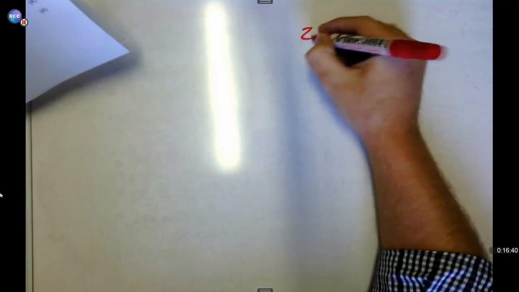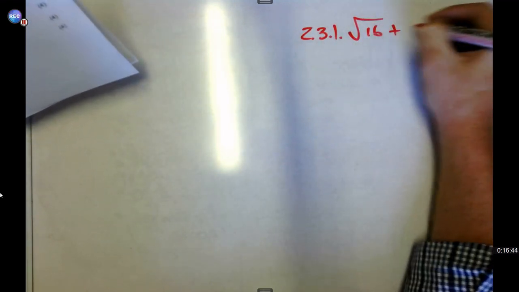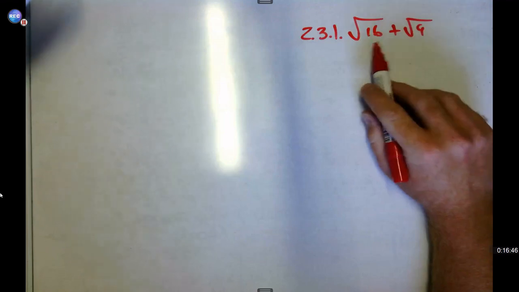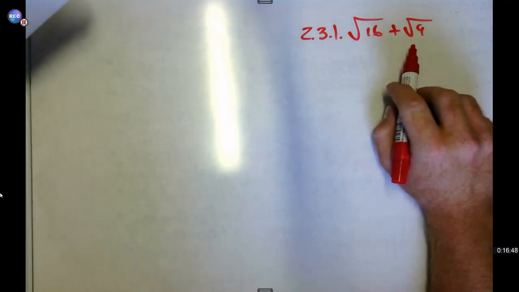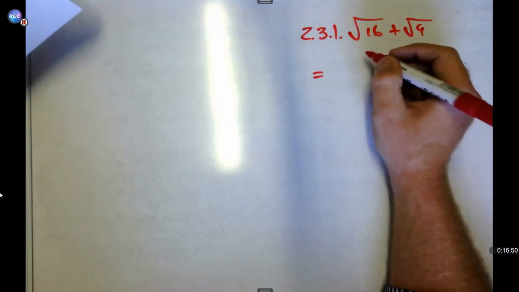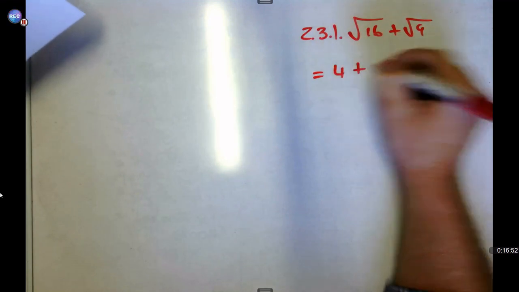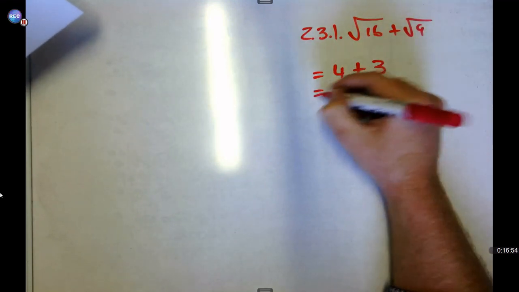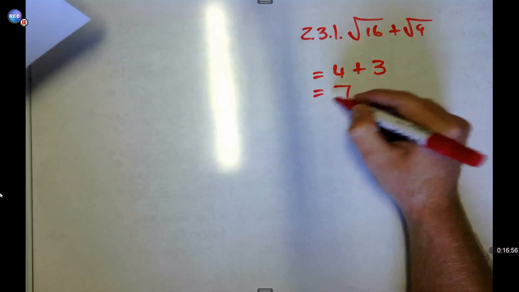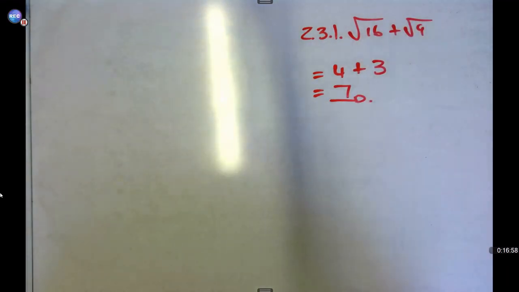So question 2.3.1, they say the square root of 16 plus the square root of 9. Please note each of them have their own square root, so you need to square root them first. So the square root of 16 is 4, square root of 9 is 3, and then only you can add them together, which will give you 7 in this regard.